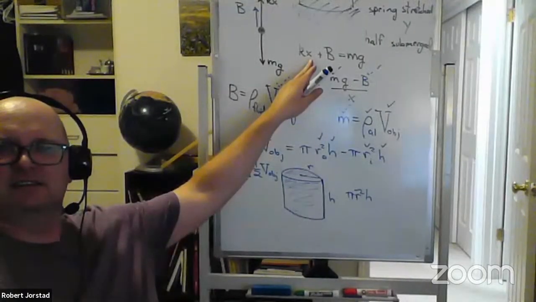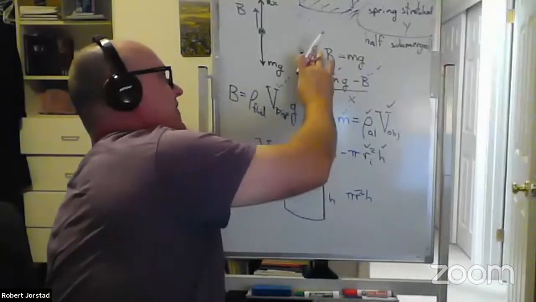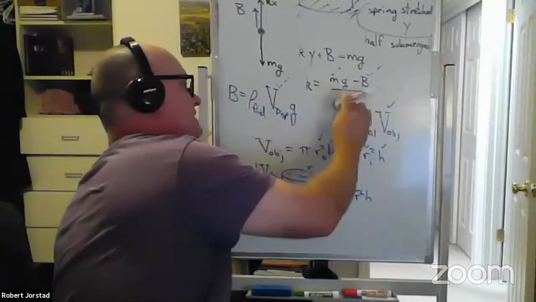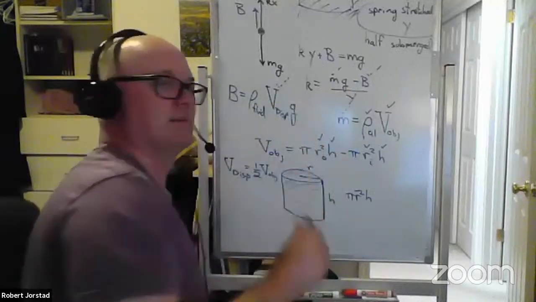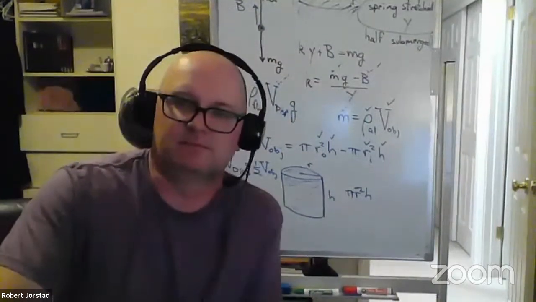Oh, wasn't the spring stretch distance Y, not X? So I think this should be letter Y. I'm sorry, this should be letter Y, but yeah. Spring was stretch distance Y. So instead of KX, this is KY. So this is a Y in the denominator. Sorry about that. Okay. All right. Let's check part C.